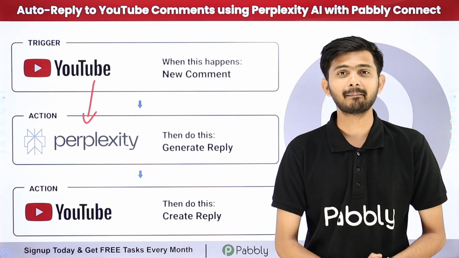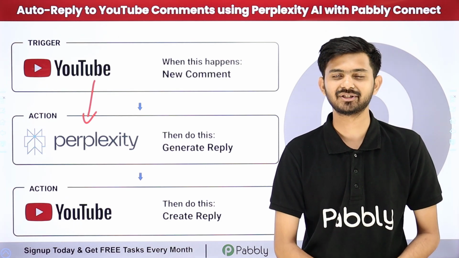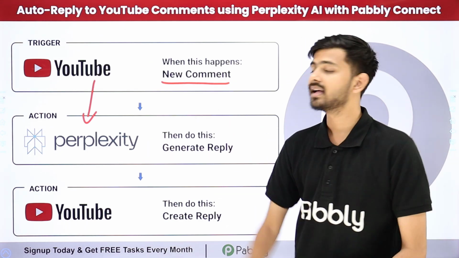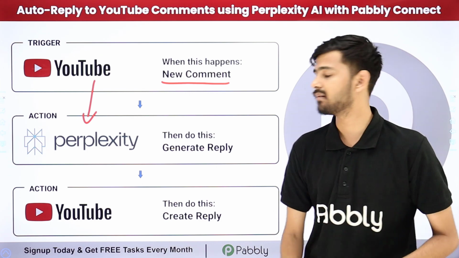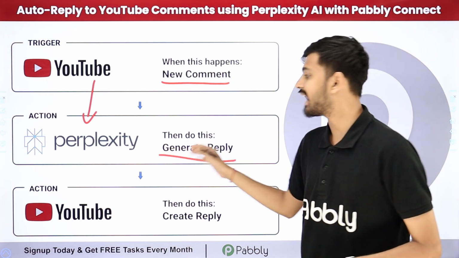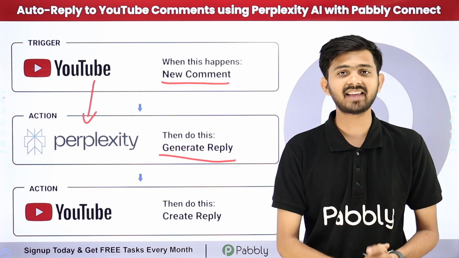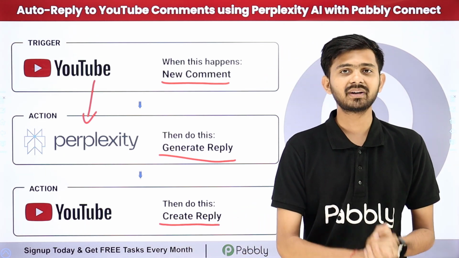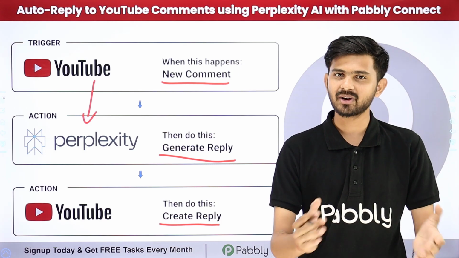Pabbly Connect is an amazing software for automation and integration. Now with Pabbly Connect, as I receive a new comment on my YouTube video, I'm going to automatically generate the reply by using Perplexity AI, and after generating that reply, I'm going to create that reply on my YouTube video. So how am I going to build this connection? For that, let me take you to my computer screen.